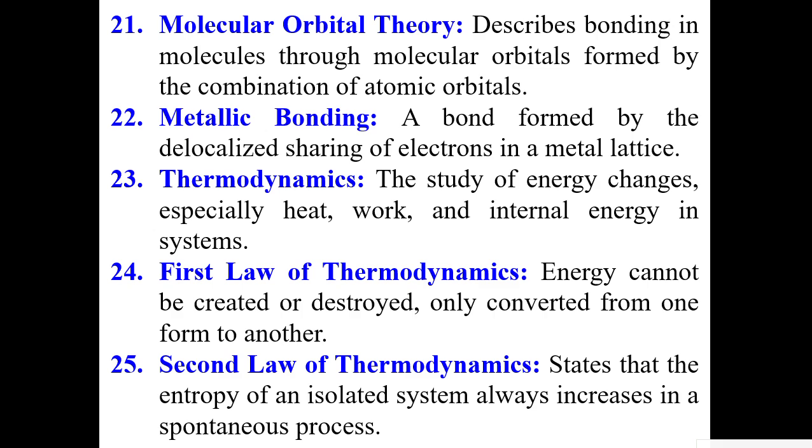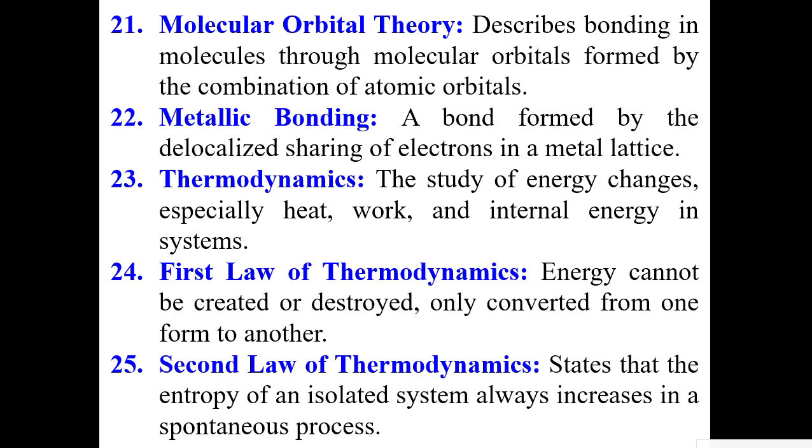Molecular orbital theory describes the bonding in molecules through molecular orbitals formed by the combination of atomic orbitals. A molecule is made up of a combination of like or unlike atoms. For example, chlorine is one chlorine and another chlorine, like atoms. For carbon dioxide, you take one carbon and two oxygens, unlike atoms. Atoms independently have their own orbitals. When they become molecules, the atomic orbitals are combined to form molecular orbitals. That is molecular orbital theory.